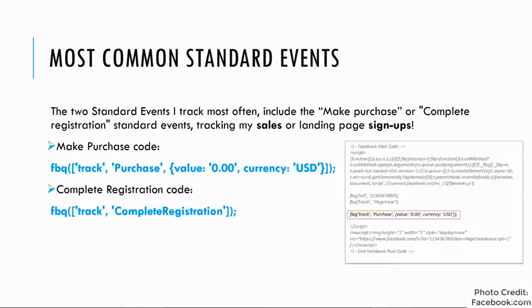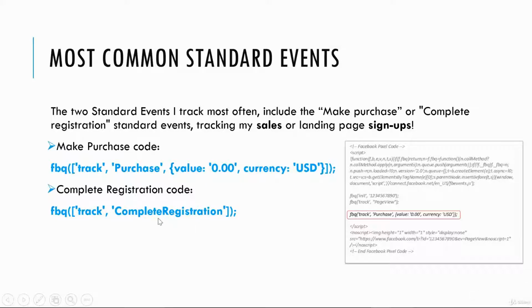The most common standard event codes I track are the make purchase or complete registration events. These are for obviously tracking my sales and my landing page signups. So the codes for those: make purchase code, the FBQ purchase, and then you can leave this blank or add in value and currency for even further reporting via your Facebook reporting. The next is the complete registration code.